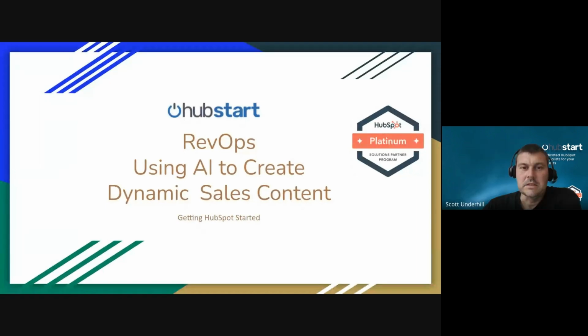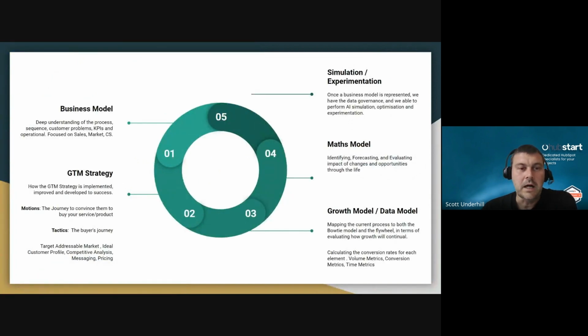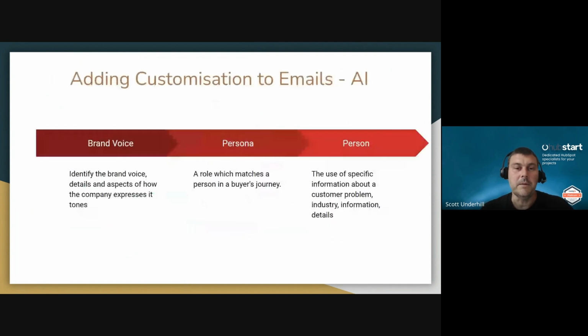Yep. So just to mention, we're a platinum partner here, and the topic is using AI to create dynamic sales content. This is definitely not limited to just sales content. It's marketing, cold prospecting, all the way through the model. So in terms of RevOps, this is really fitting into both improving your GTM strategy and then building upon your GTM strategy to really refine the value of your messaging in your company. So what are we talking about here?